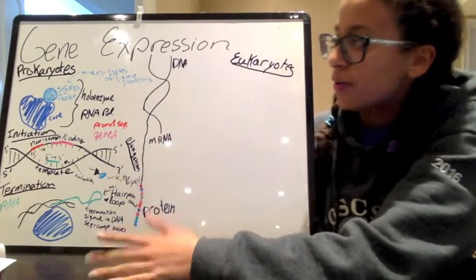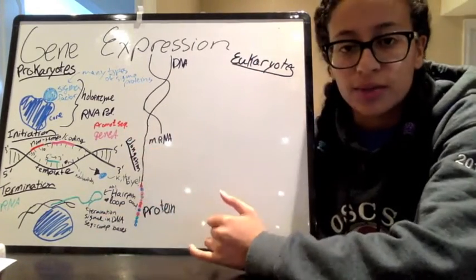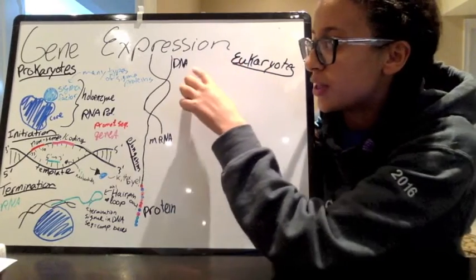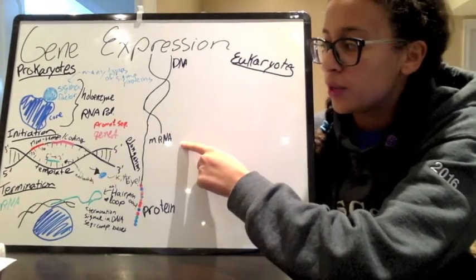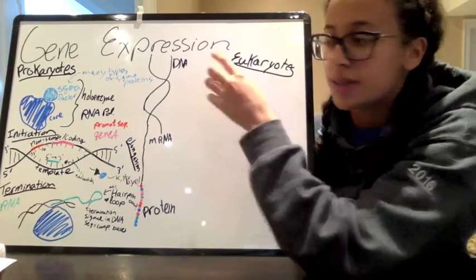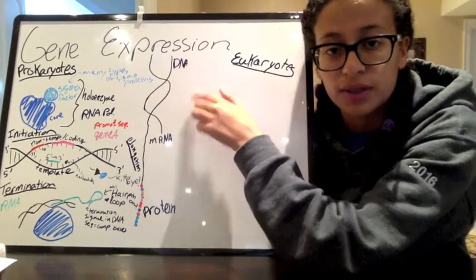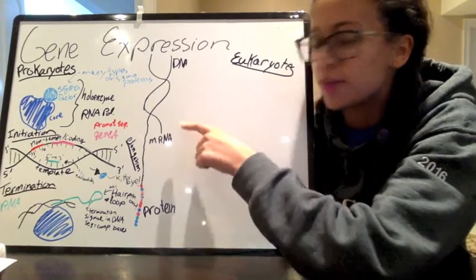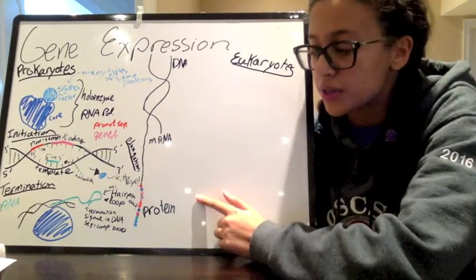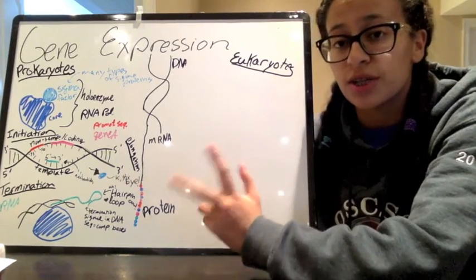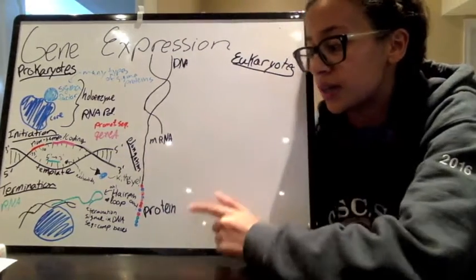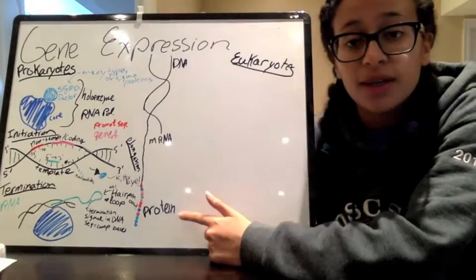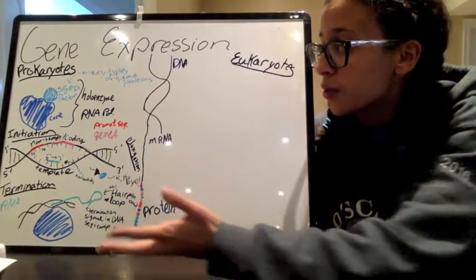So first of all, we'll look at prokaryotes and then we'll look at eukaryotes. This first step of changing DNA into mRNA, we call that transcription because it's still within the same language of nucleotides, just a different type of nucleotides from DNA to RNA. But when we're changing it from RNA to protein, we call that translation because you're changing the language. Here it's nucleotides and here it's going to be amino acids. So let's start off with our prokaryotes.